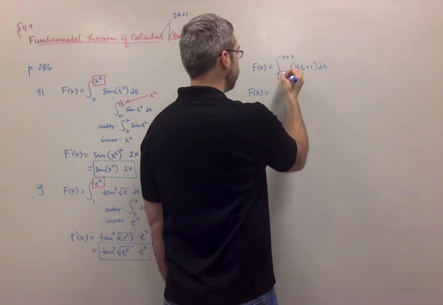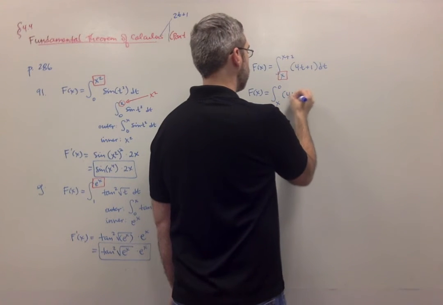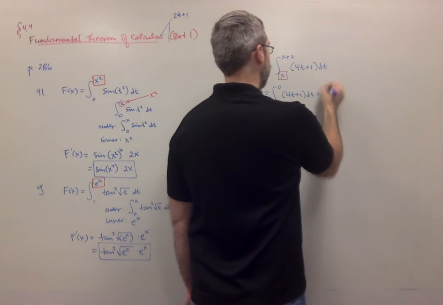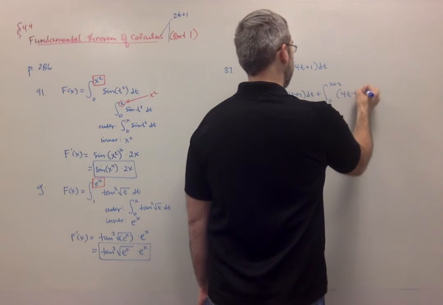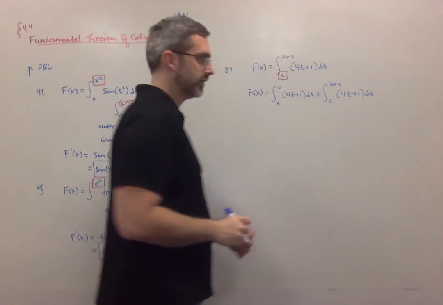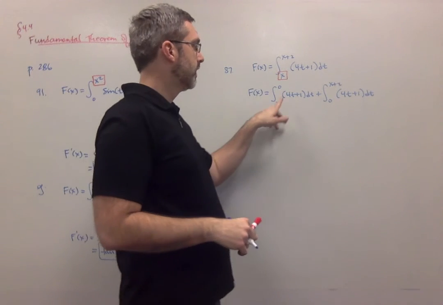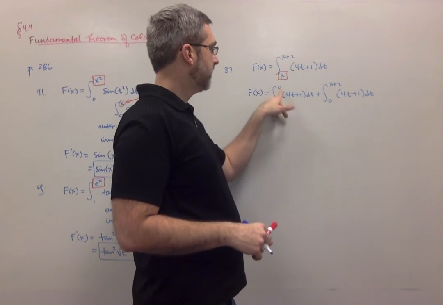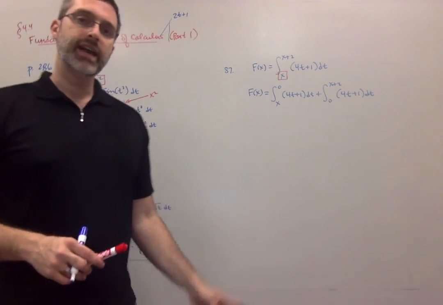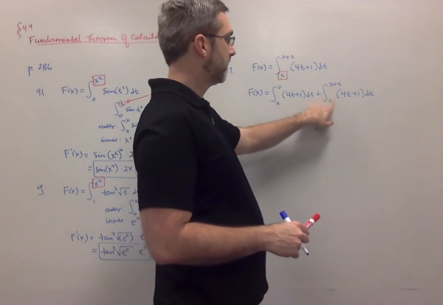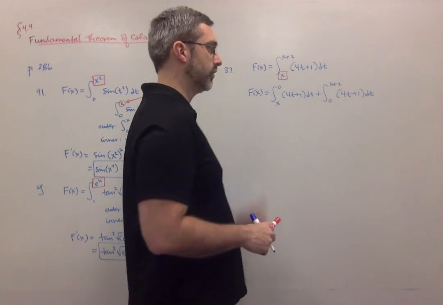Instead of writing from x to x plus 2, I'm going to go from x to 0, and then from 0 to x plus 2. This is using an area rule, the rule for the definite integral that we have seen before. If you go from a to c and then from c to b, that's the same thing as going from a to b. But the nice thing about this is that I now have a constant on the bottom of this integral, and I can do this the way that I was doing it normally before.